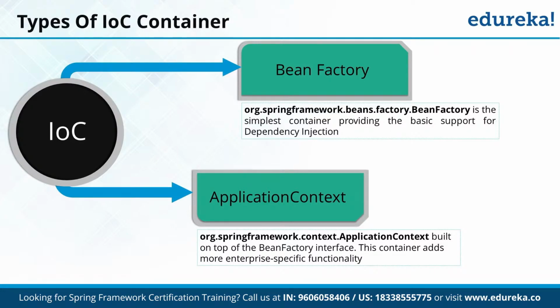So that's a major difference. Other than that, Bean Factory is the simplest container so that we can provide basic support, for example, dependency injection, whereas application context is built on top of Bean Factory, and the container will add more enterprise specific functionalities, right? So this is something which is more relevant to use rather than the Bean Factory.